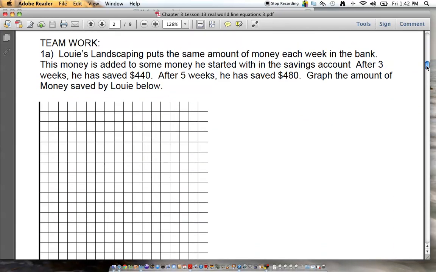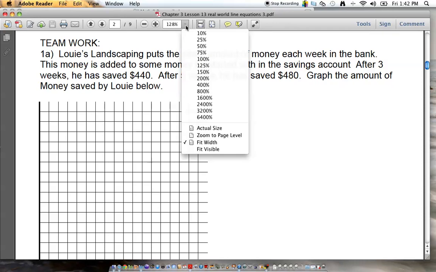Now, Louis Landscaping puts the same amount of money each week in the bank. The money's added, blah, blah, blah. Start graphing. Go ahead. You do the graph, and I will put the graph on the board in a couple of minutes.